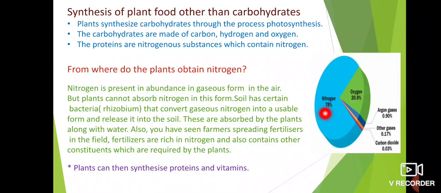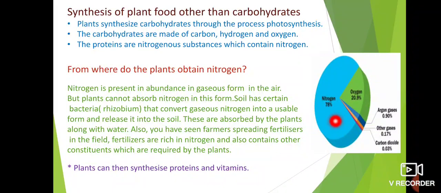Nitrogen is the gas which is present in the highest percentage in the air. See the green part of this, oxygen, that is present about 20.9%. Around 21% of oxygen is present in the air. The remaining 1% is other gases, argon and others, and carbon dioxide, that is about 0.03%. See here, 78% of nitrogen is present in the air. This nitrogen is required by the plants.